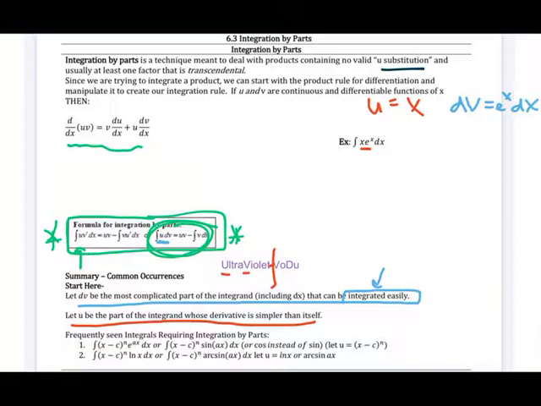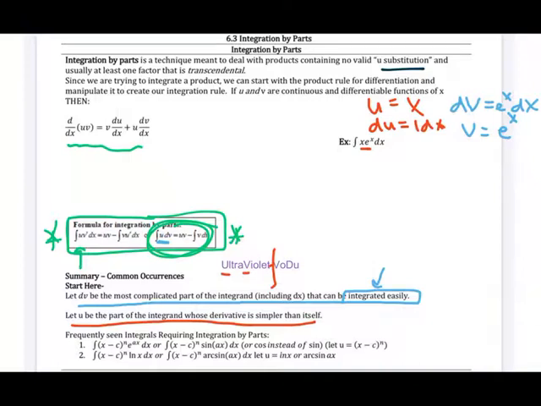Then, thinking about ultraviolet voodoo, we also need to know what du is. Du, in this case, is just going to be 1 dx. And we need to integrate dv to figure out what v is. And you don't need to have a constant of integration here. V, in this case, is just going to be e to the x, because the integral of e to the x is e to the x.